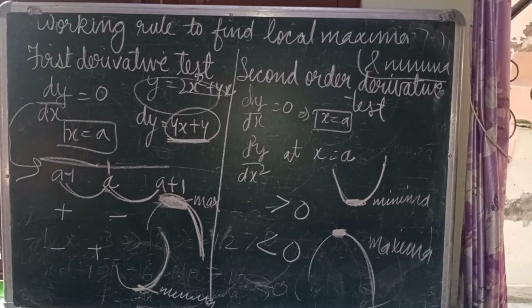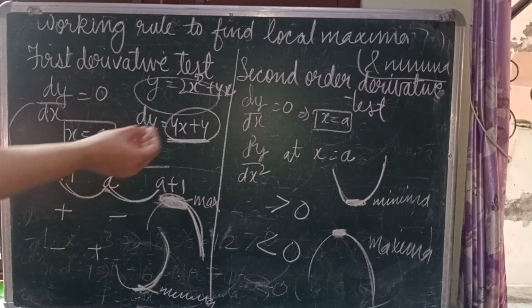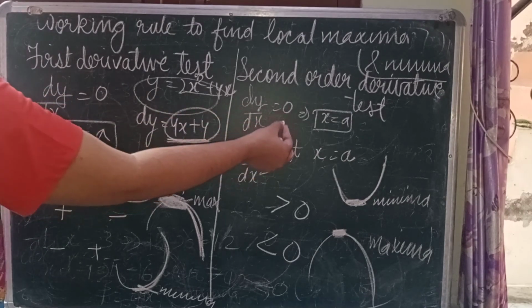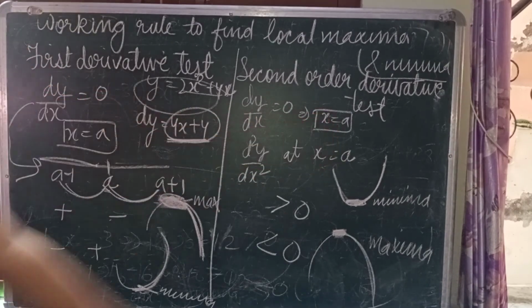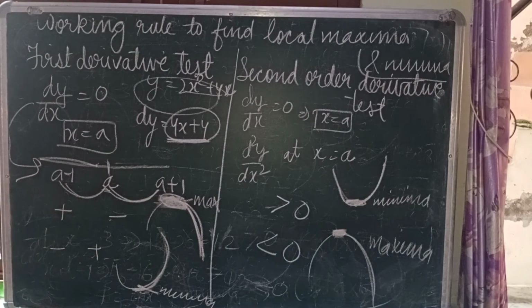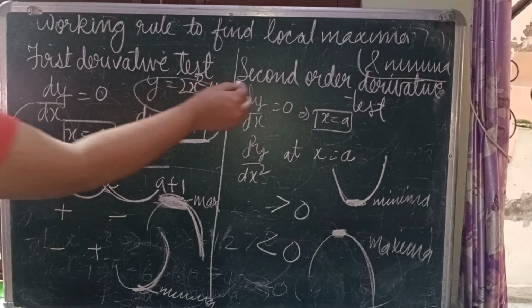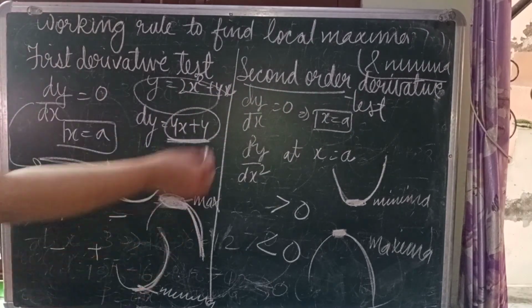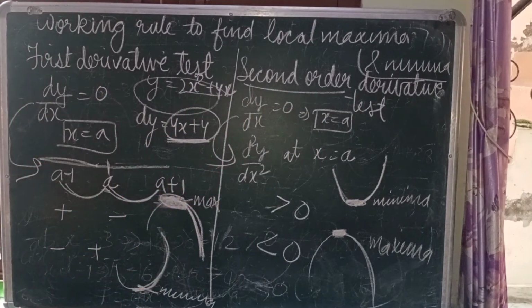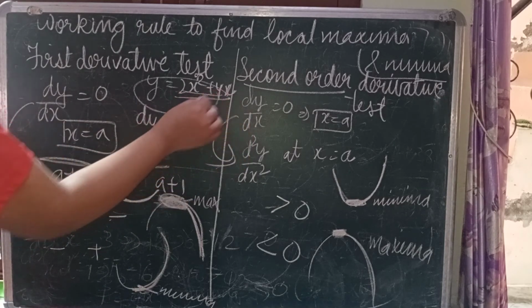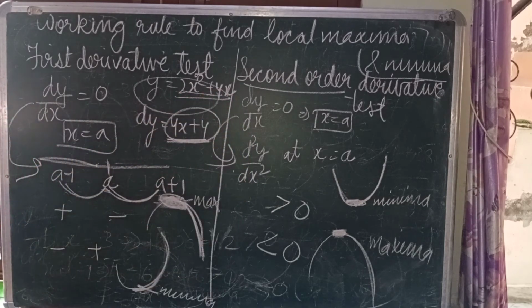In the same way, when we use the second order derivative test, we will find dy over dx, keep it equal to 0 and get the value of x. That means here we will get some points where we have to check maxima and minima. Then it is a little different, as the name already says, second order. We have to find the second order derivative, that means d2y over dx2. Whatever function y was given, we have to differentiate it again with respect to x.